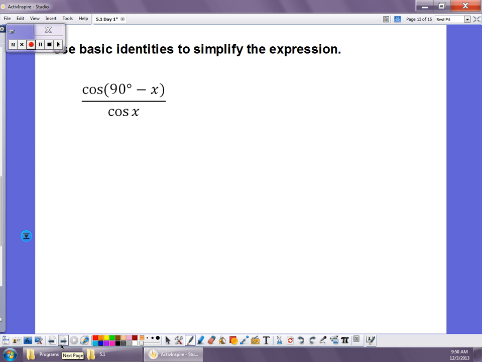Cosine of 90 minus x. What does cosine go with? Chaz? Cosine goes with? Nope. Sine.